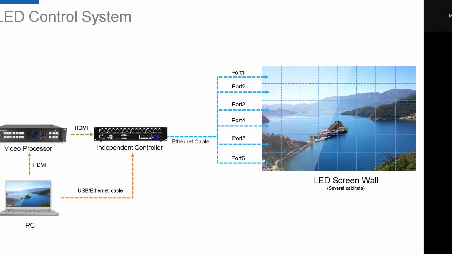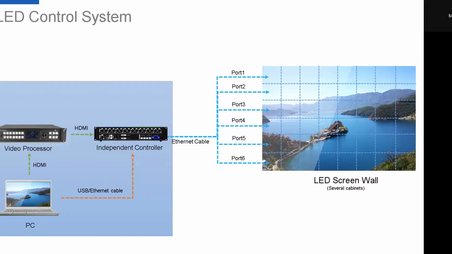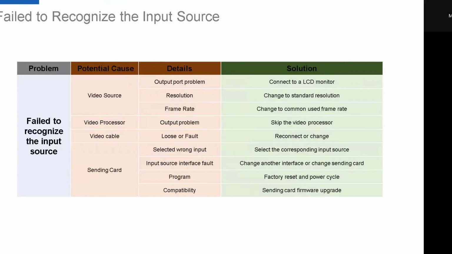From the system structure, it is easy to find out that the source recognition problem is related to the PC, the video processors, the video cables like HDMI, DVI, SDI cables, and finally the independent controller itself. Here is a table of the potential causes and the corresponding solutions. Let's check on it one by one. So first, we need to test the output port. Make sure the output port is good.